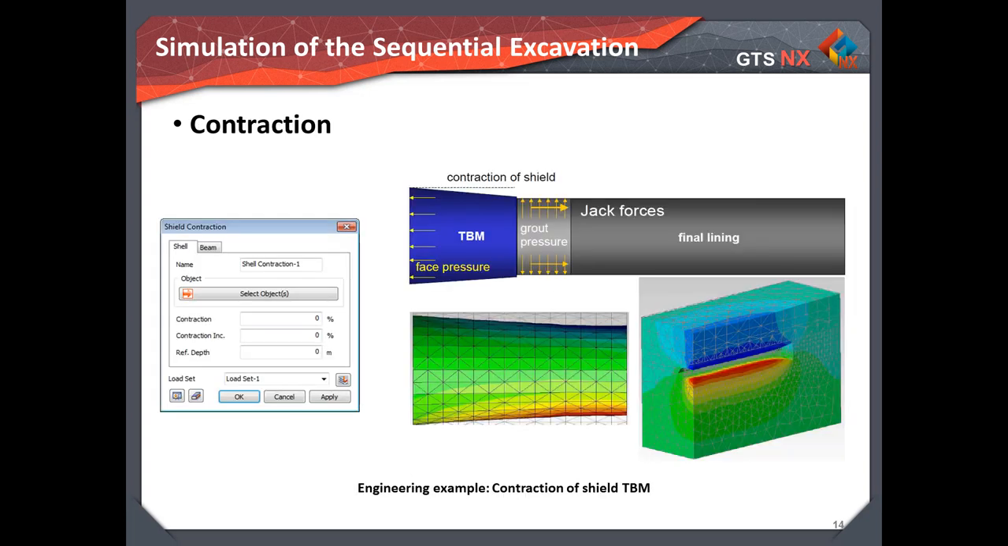In GTS NX, the contraction considers shrinkage or simulates a volume loss around the lining of a TBM tunnel. It can be applied by selecting beam or shell elements in a 2D or 3D model. The contraction is for the shrinkage in the circumferential direction of the tunnel, and the contraction increment is for the shrinkage in the excavation direction of a 3D tunnel.